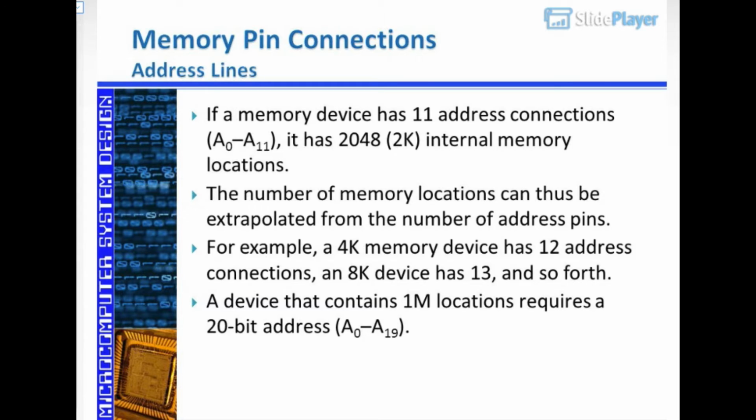Memory pin connections. Address lines. If a memory device has 11 address connections, A0 to A10, it has 2048 (2K) internal memory locations. The number of memory locations can thus be extrapolated from the number of address pins. For example, a 4K memory device has 12 address connections, an 8K device has 13, and so forth. A device that contains 1M locations requires a 20-bit address, A0 to A19.